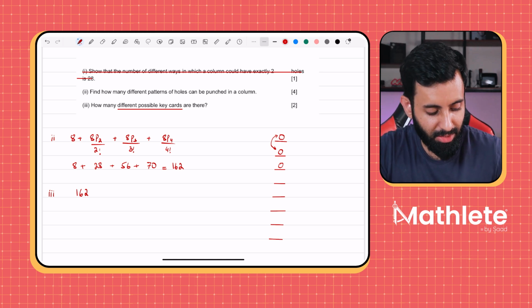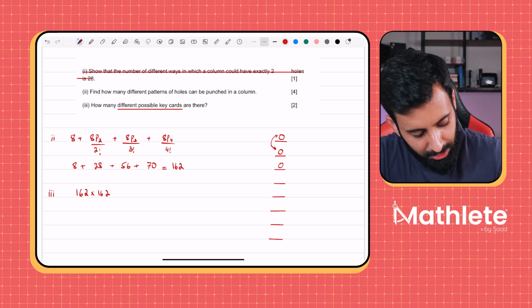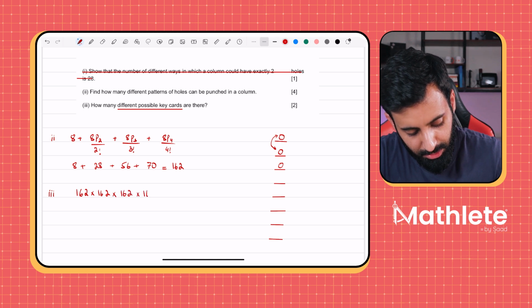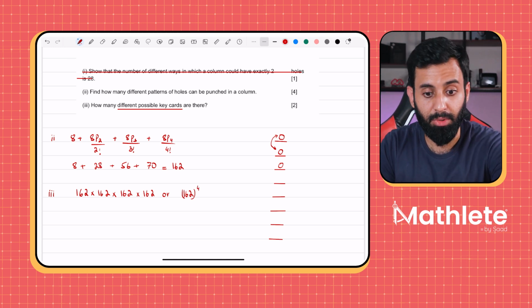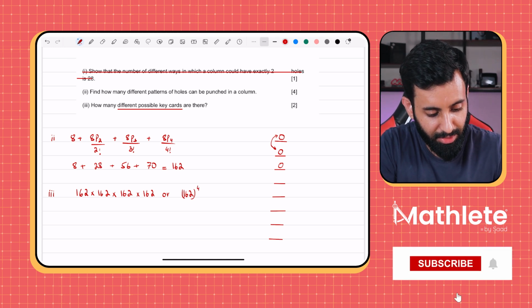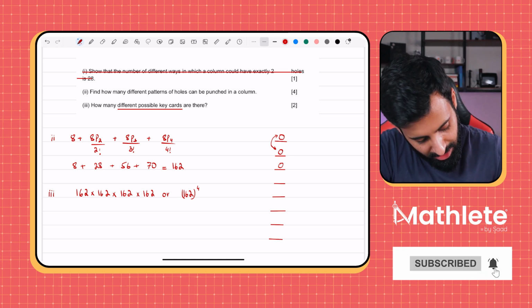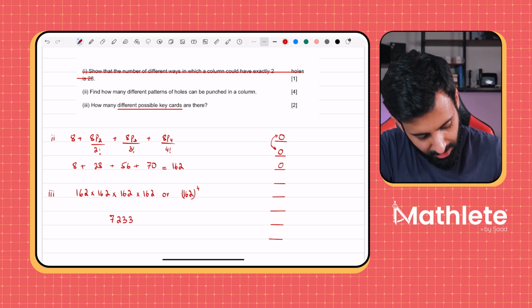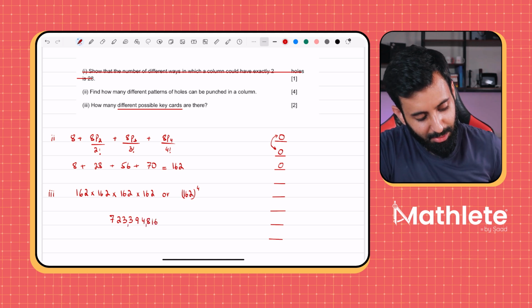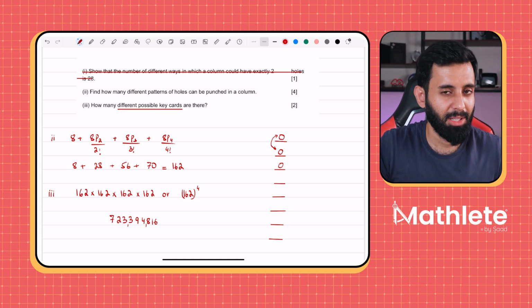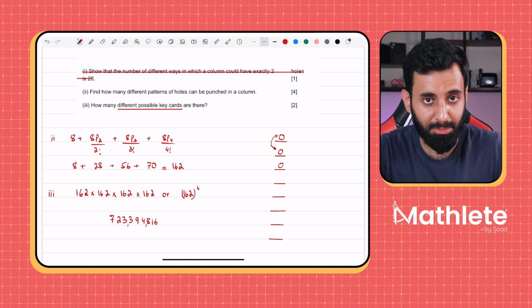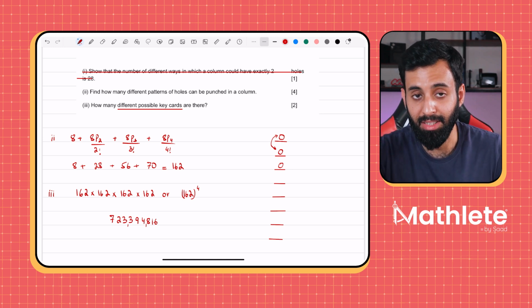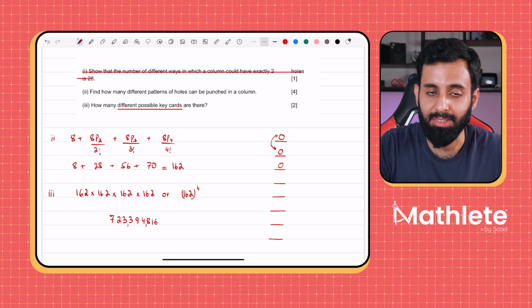And how many columns do we have in one card? We have 4 columns. That means we'll do 162 times 162 times 162 times 162, or simply 162 raised to the power of 4, which is going to give you a freakishly large answer. Let's see what that is. 162 raised to the power of 4. Okay, so this is 723,394,816. But we're talking about keys, so the more different outcomes you have, the less likely they can be replicated, and that just enhances the security.